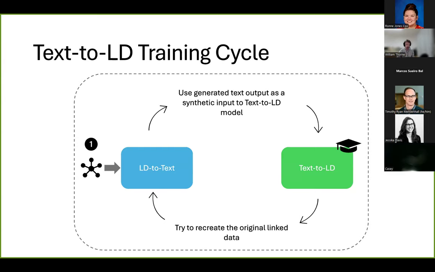So in the first case, we give a real piece of graphical data to our linked data to text model, and it generates a sample, which we then feed into our other model as if it was real, but we know it's synthetic. And we try and get it to do what it's been learning to do, which is to generate a valid piece of linked data which represents the text that it has received. And so now we've got the real graph and we've got the predicted graph. So we've now effectively got a sample and a label, and we can now update the text to linked data model. And it will be the opposite for the other type of cycle.